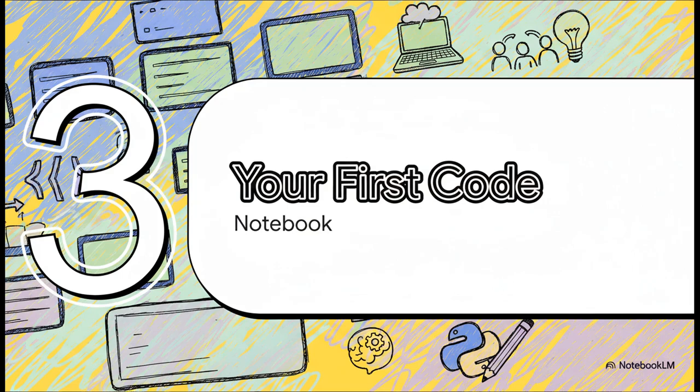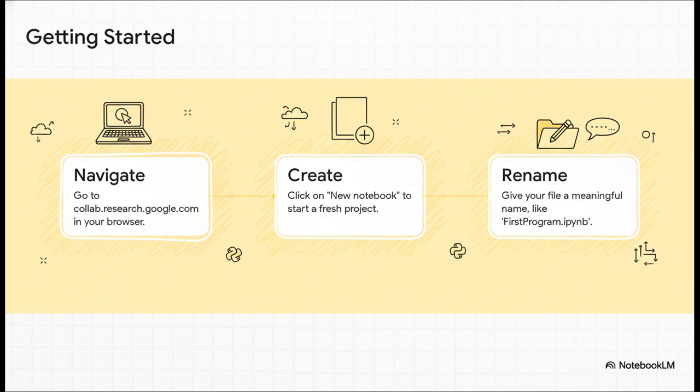Okay, theory is one thing, but let's actually see this thing in action, right? We're going to create and run our very first program in what Colab calls a notebook. Getting started is, well, it's about as simple as it gets. You just go to the website, click New Notebook, and a fresh project just appears. Now, first things first, give it a real name. That IPYNB at the end, by the way, just stands for Interactive Python Notebook. It's the standard for these kinds of projects.